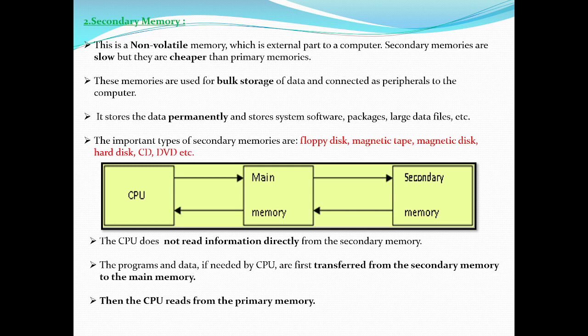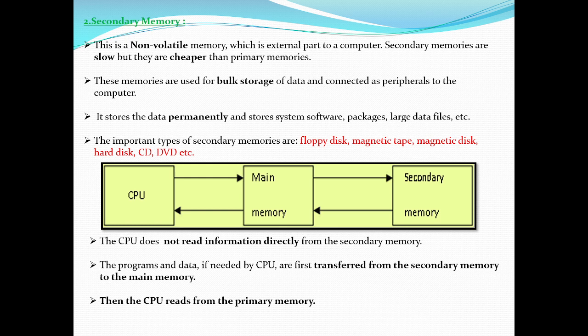Coming to the capacity, these memories have the capability to store bulk content or bulk storage of data, and these can be used as peripherals to the computers where they can store the data permanently. Generally, what we store in the secondary memory is system software, some packages, or large data files. The best examples for the secondary memory are floppy disk, magnetic tapes, magnetic disks, hard disk, CDs, DVDs, etc.